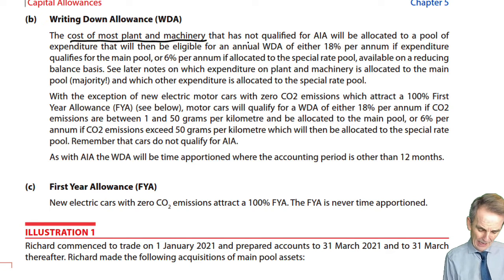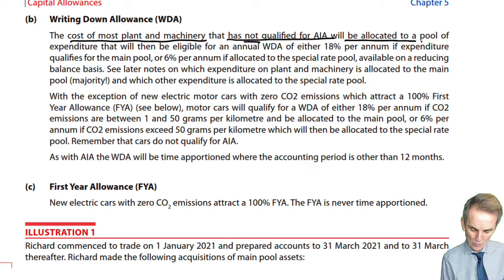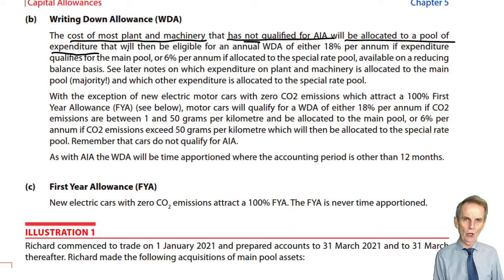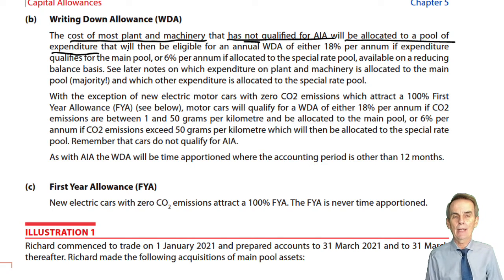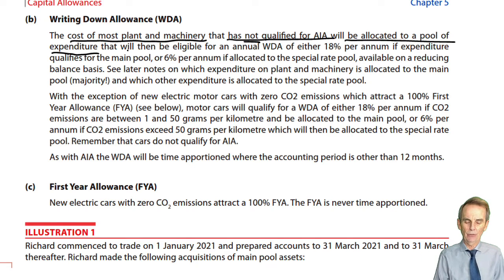So as we've said, the cost of most plant and machinery will have qualified for AIA, but that which has not qualified for AIA will be allocated instead to a pool of expenditure. For the vast majority of plant and machinery that we buy, we will not need to maintain a separate individual record for capital allowance purposes of each of the 100 or 1,000 items bought over time. We'll be able, if necessary, to put them into a pool if AIA wasn't immediately available on the full expenditure.